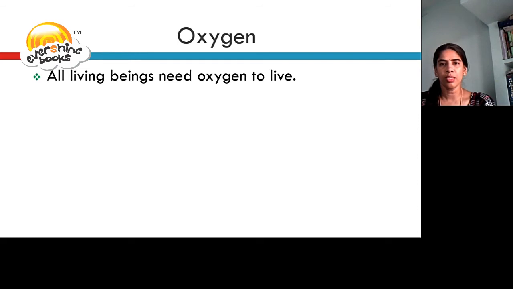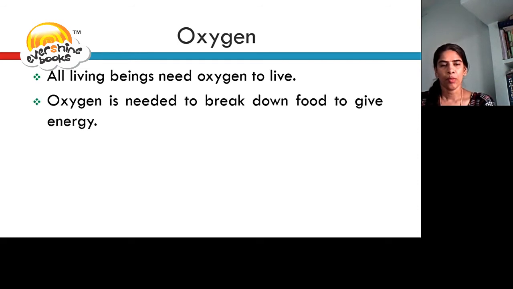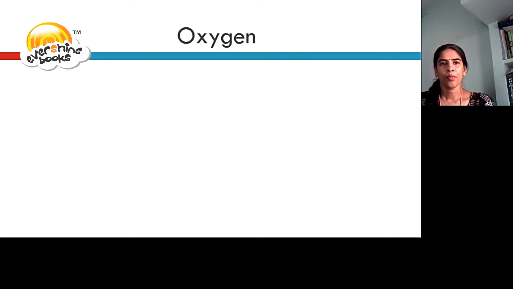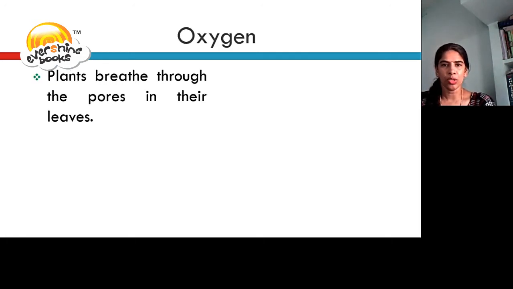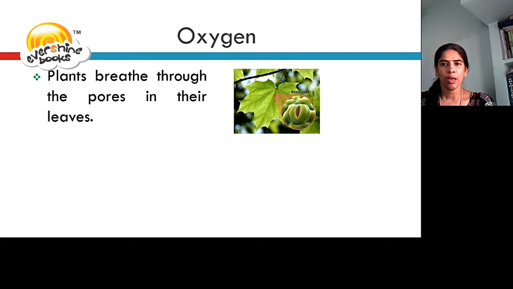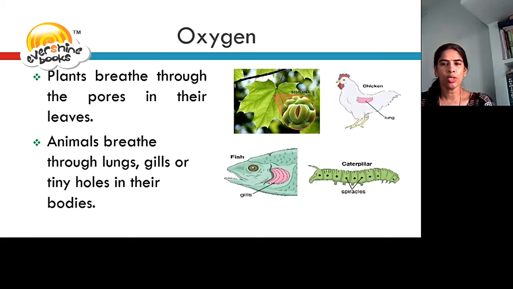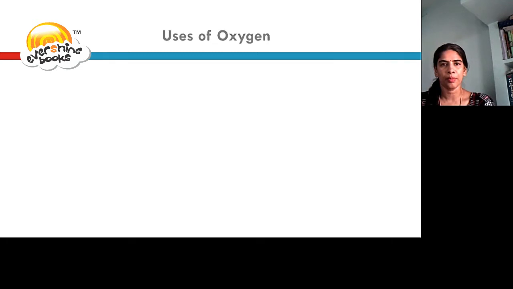The next component of the air is oxygen. All living beings need oxygen to live. Oxygen is needed to break down the food to give energy. Energy is essential to carry out all functions of our body. Plants breathe oxygen through the pores in their leaves called stomata. Animals breathe through lungs, gills, or tiny holes known as spiracles in their body.